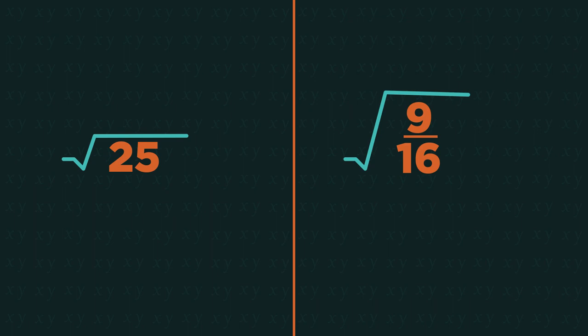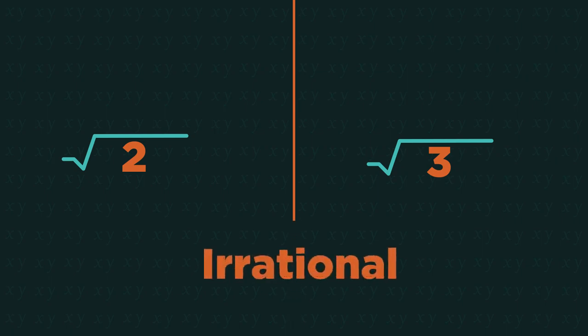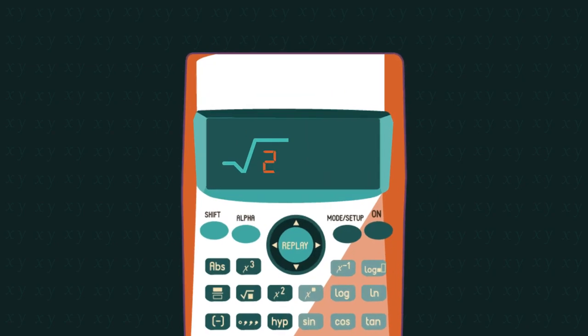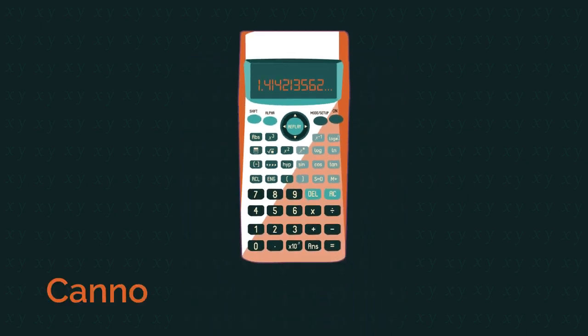So square root 25 and square root 9/16 are not surds because even though they are inside a square root sign, they can be evaluated. We can simplify them. Whereas, for example, square root 2 and square root 3 cannot be simplified. They are irrational. If you type them into your calculator, you get lots of decimal places that carry on forever, and the numbers cannot be written as fractions.